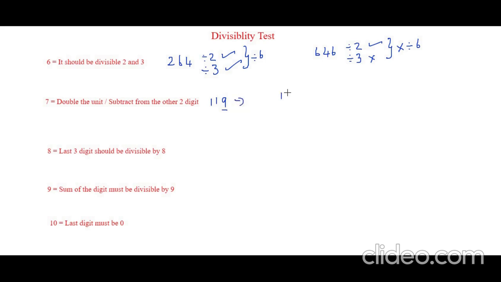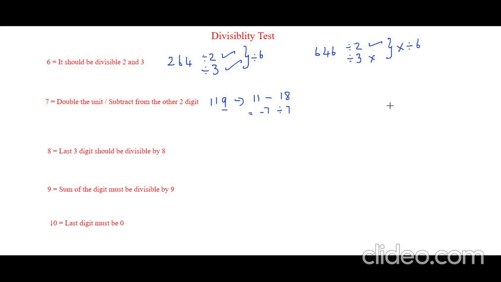Doubling 9 gives us 18, and we have to subtract it from the other two digits. That is 11 minus 18, which is negative 7. Negative 7 is divisible by 7, and you can also say that 7 is a multiple of negative 7. Since negative 7 is divisible by 7, 119 is divisible by 7. Isn't it pretty easy?